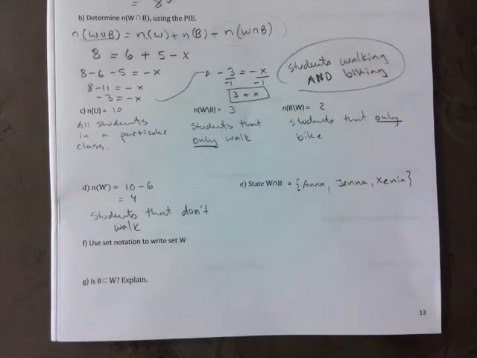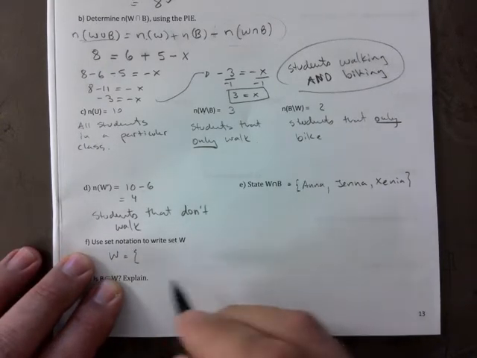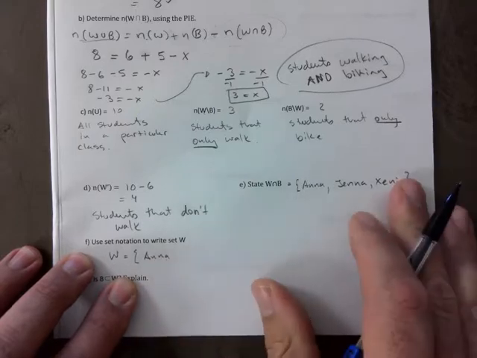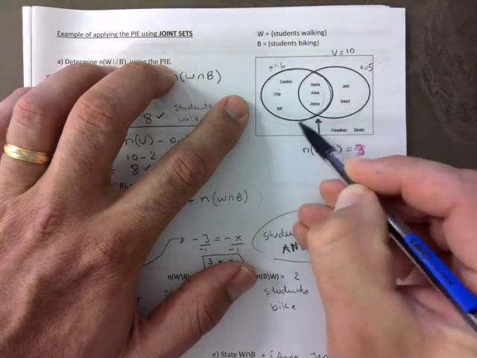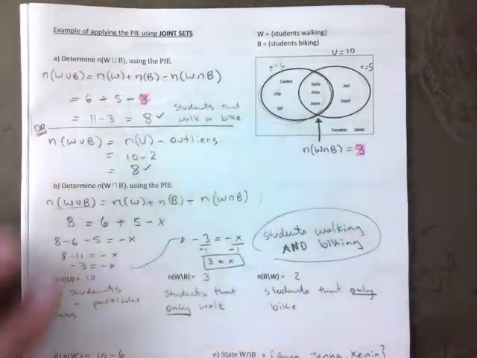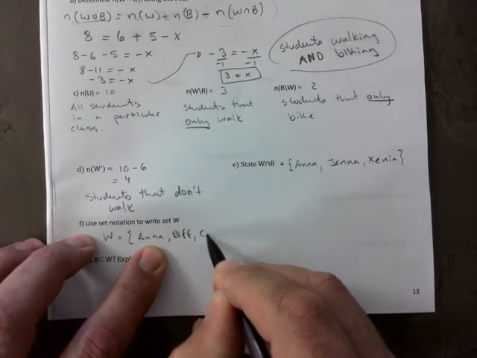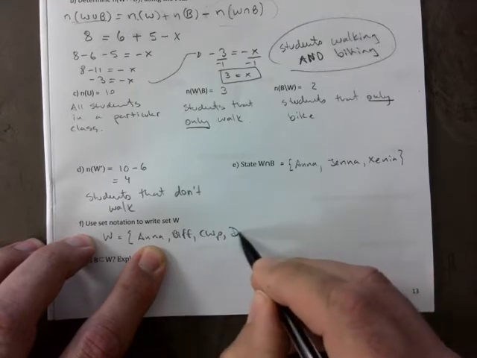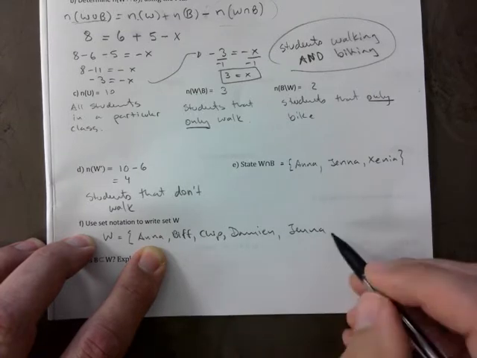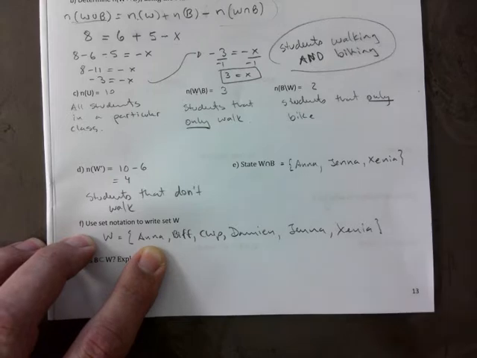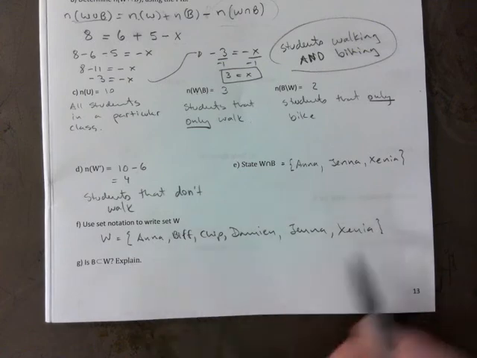Next, use set notation to write set W. So set W, we have Anna. I'm just going to take everybody that is in W. So when you're thinking W, actually think of the whole circle. So it's all 6 of them, okay? So Anna, Biff, Chip, Damien, Jenna, and Sanya. Okay, so you've got, oh, is that 6? Yeah, 6. Just double checking, 6 in there.